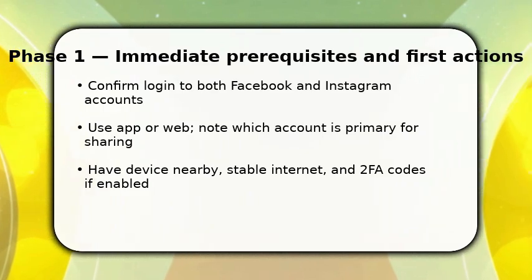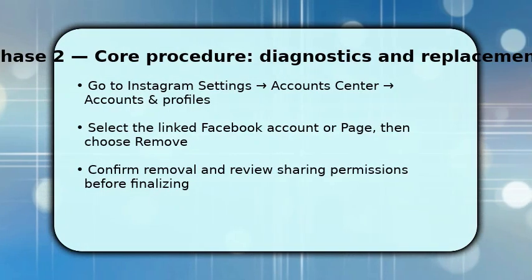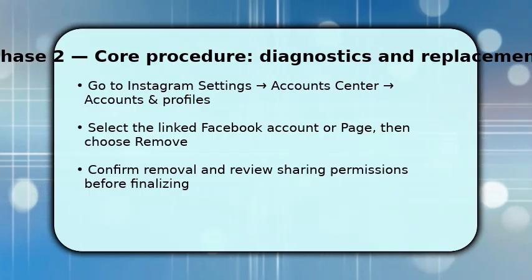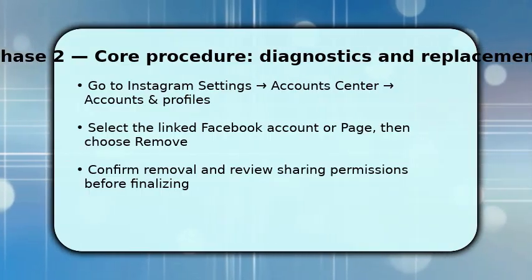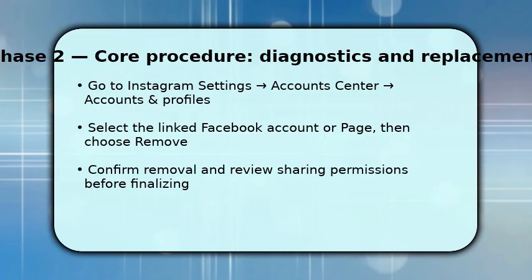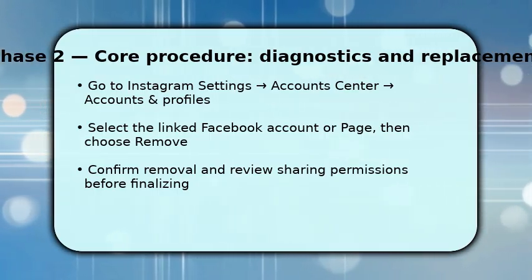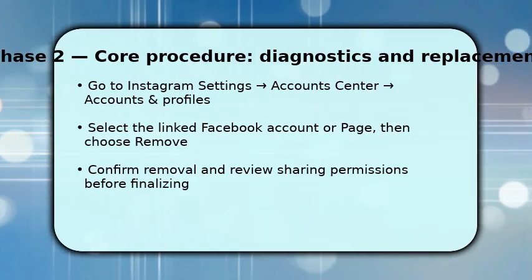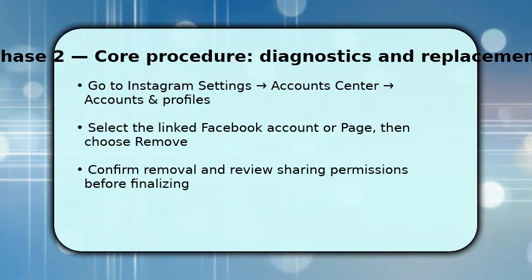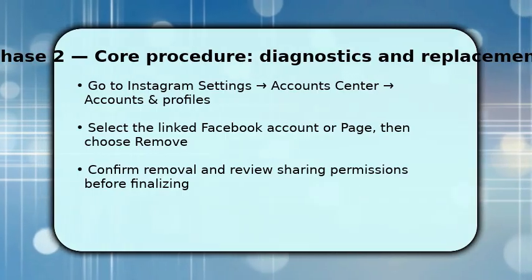Navigate to Settings, then Account Center, and choose Accounts and Profiles to find the linked Facebook account or page. This is where Instagram manages cross-account sharing. Tap the specific Facebook profile or page, then select Remove Account or Unlink. Instagram asks to confirm because this stops auto-sharing of posts, stories, and login sync.